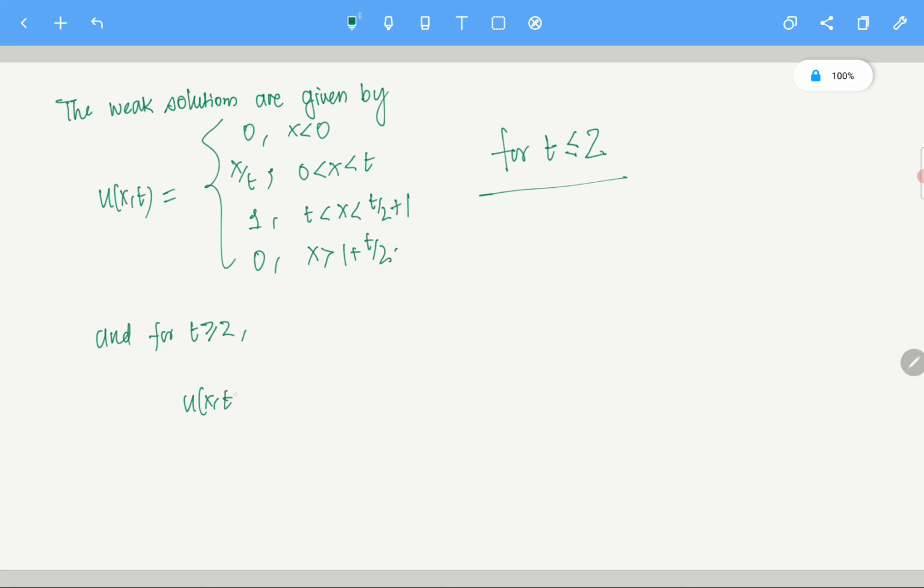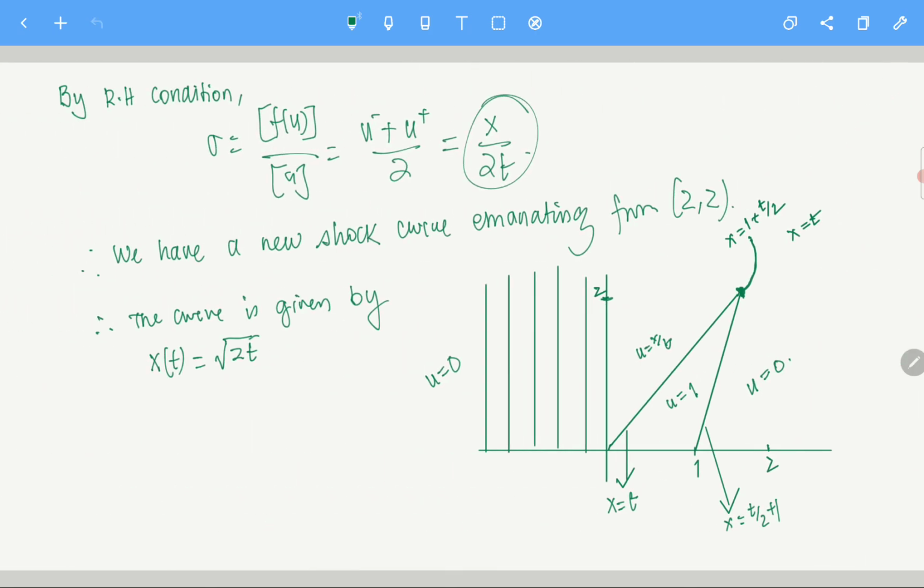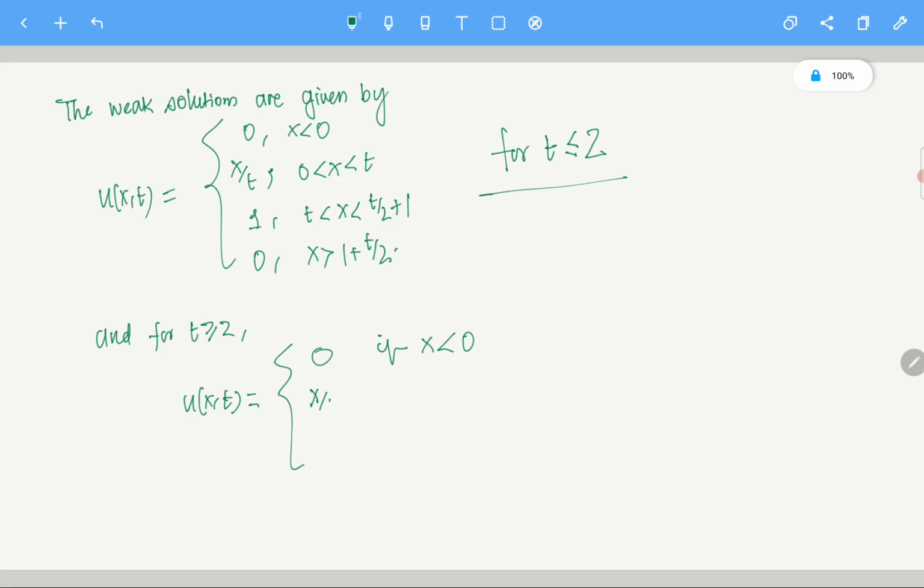u of x,t is given by 0 if x is negative. Of course, if x is negative, u is 0, you don't have to worry about it. Again, if x is greater than root 2t, that curve x equals root 2t, it is going to be 0 because u equals 0 in this part. That's not a problem. And u is x by t in this part. So u is x by t if 0 less than x less than root 2t, and it is again 0 if x is greater than root 2t. I hope this is clear to you.